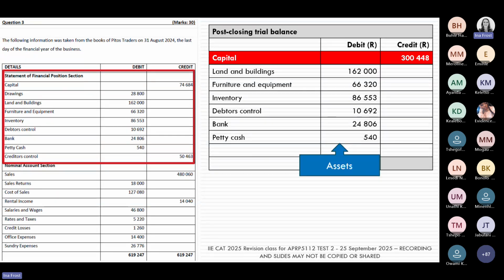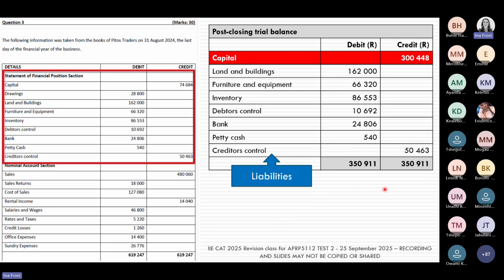So there's all of the assets, and you'll see exactly the same amounts that are already in the trial balance, and all the liabilities. And then when we've done that, our total debits will equal our total credits, and that's how you will once again know you have done it all perfectly. So it's only the capital account where you'll use the new balance.